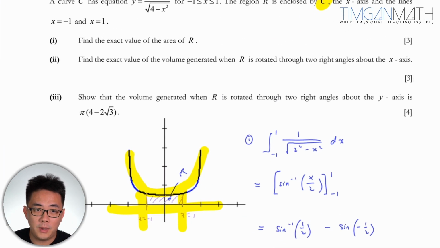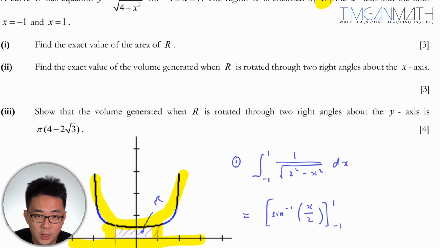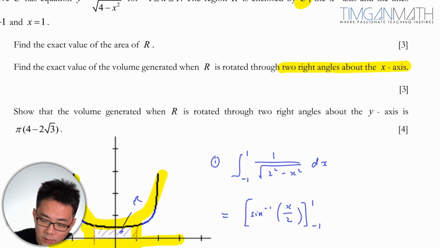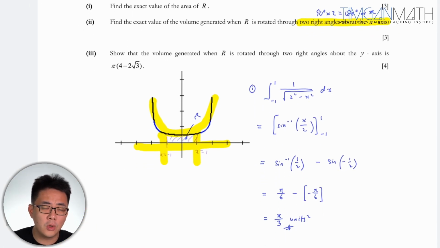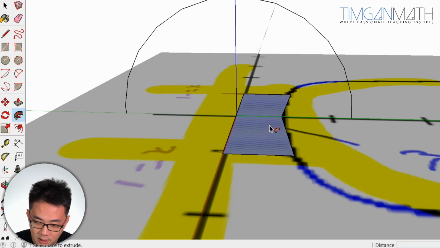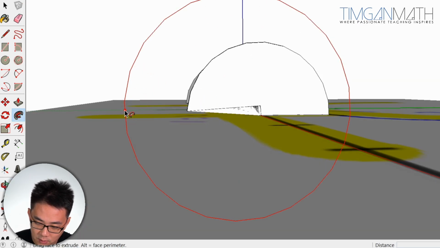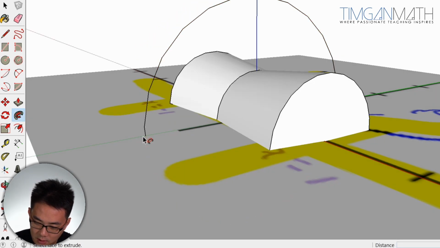Okay, let's look at part 2. In part 2, you are told to find the exact volume generated by R rotating 2 right angles about the x-axis. Two right angles about the x-axis means we need 90 degrees times 2, which is 180 degrees, or pi radian. So in other words, you need the volume. If it's about the x-axis, you're not revolving 360. The volume that is required of you is something like that. If you look carefully, it is just 2 right angles.